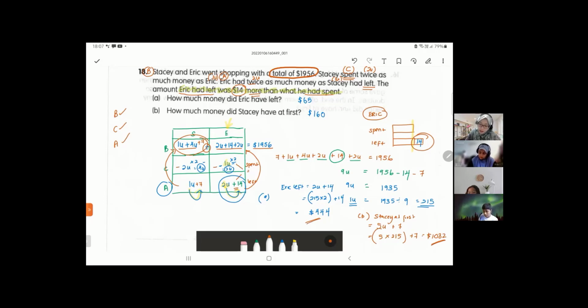Okay, what concept is this? This is the all changing quantities concept.